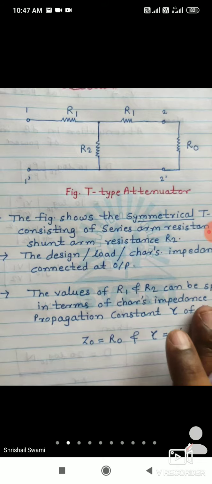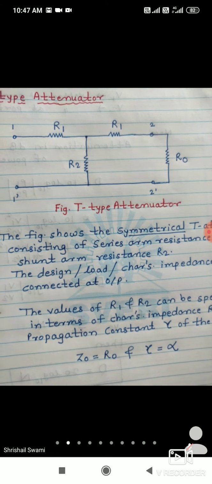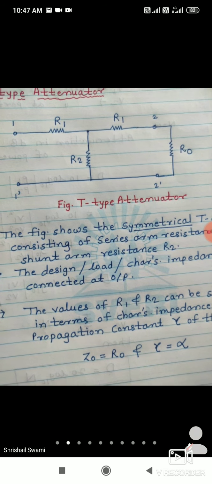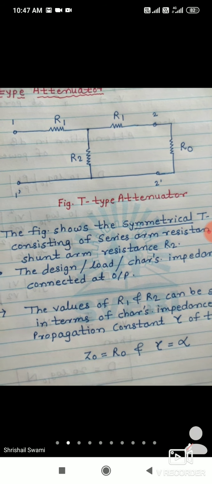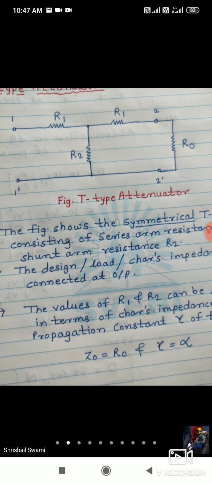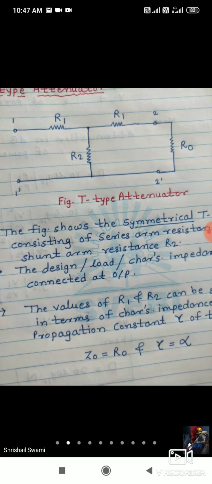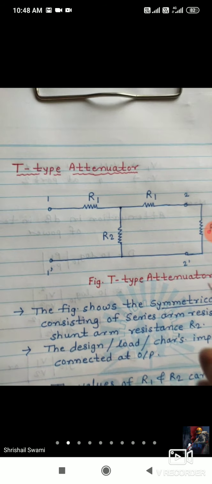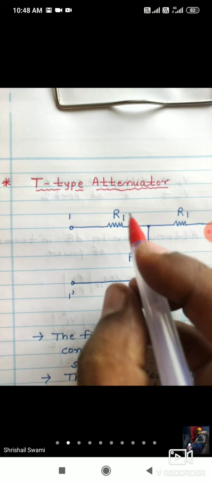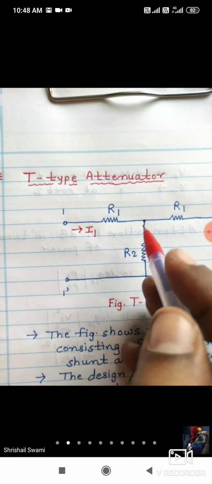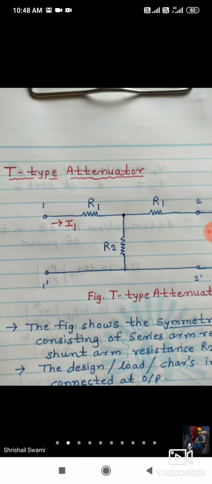Now derivation will be there. So derivation gives the relation of characteristics impedance R0 and attenuation, and it will give the formulas for R1 and R2 which will help in the design of T-type attenuator. So we will start the derivation. Suppose the current is I1 here. So I1 current is flowing up to this point. इथपर्यंत I1 flow होणार आहे.